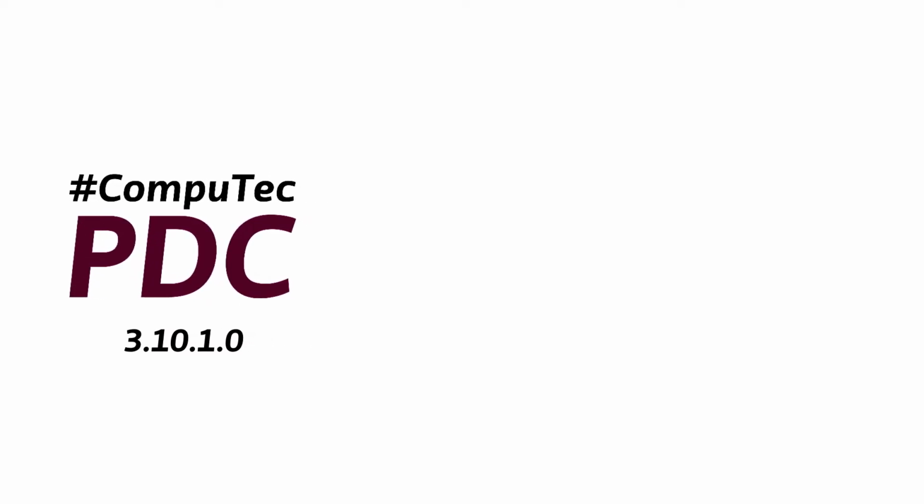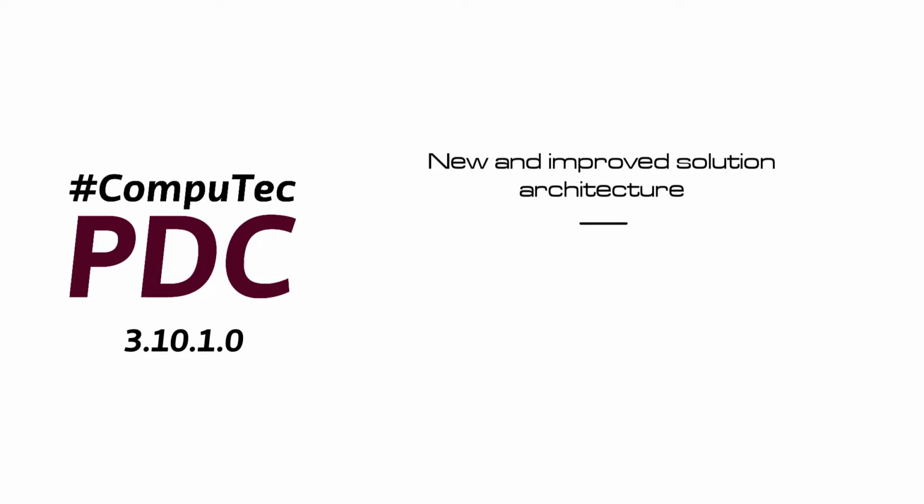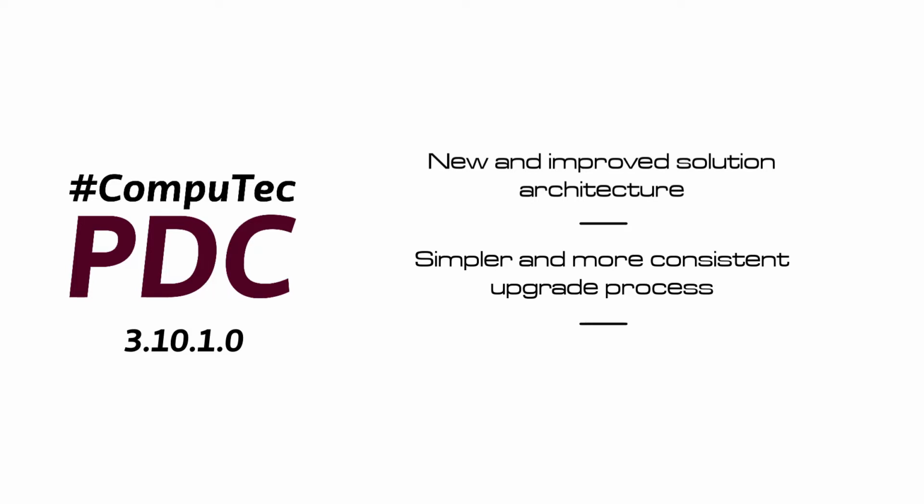What that means is the solution architecture has undergone some pretty big changes. And from that, we also get some pretty big improvements in how upgrades are performed and also in performance. This version of CompuTec PDC doesn't require things like CompuTec ProcessForce API and SAP DI API to be installed on each terminal. They'll be saved on the CompuTec App Engine server instead.